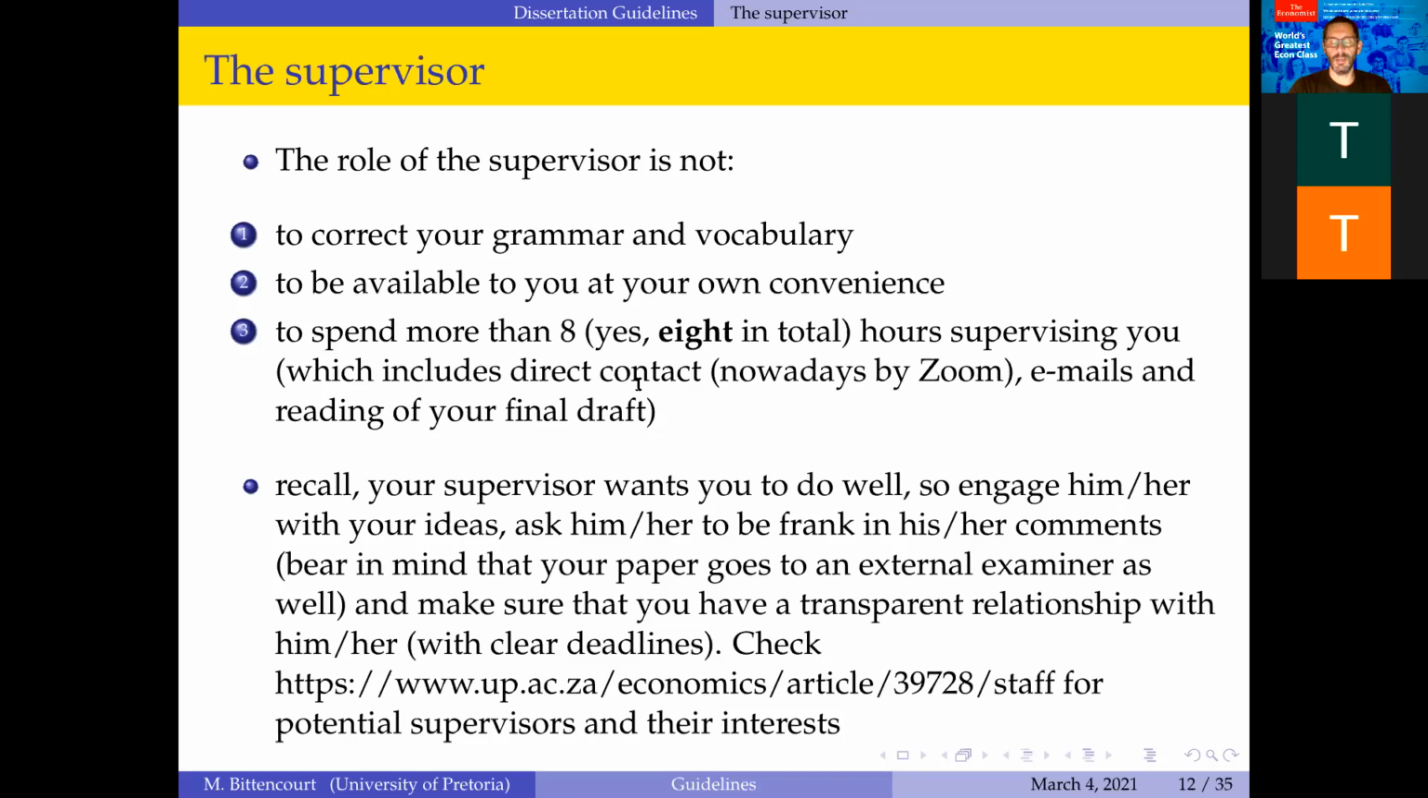Economists are not supposed to correct grammar and vocabulary. Also, it's not to be available at your own convenience. They have other things to do. They have other courses to teach. They have papers to write. They have, I don't know what else they have to do.